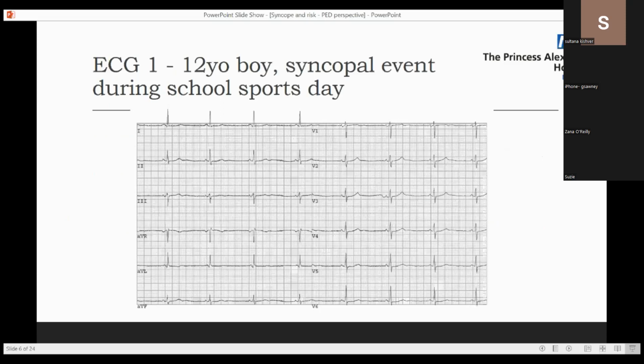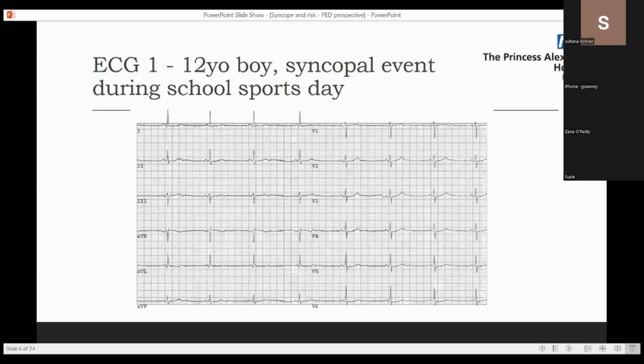So let's start at the start. This is a 12-year-old boy who's had a syncopal event during a school sports day. What I want you to do is, I'm assuming a basic knowledge of reading ECGs here. And if you ever want me to talk about ECGs inside out, how to read them, etc., I'm more than happy to do that. But here, I'm assuming a basic knowledge of ECGs.